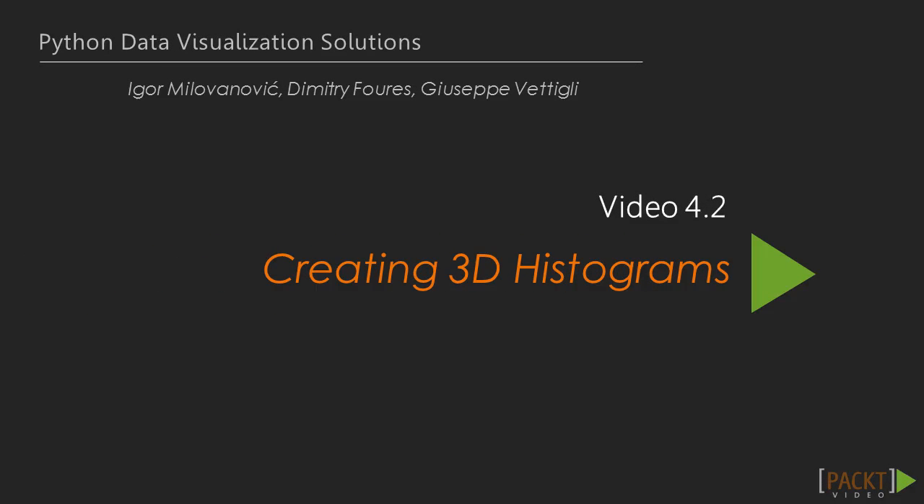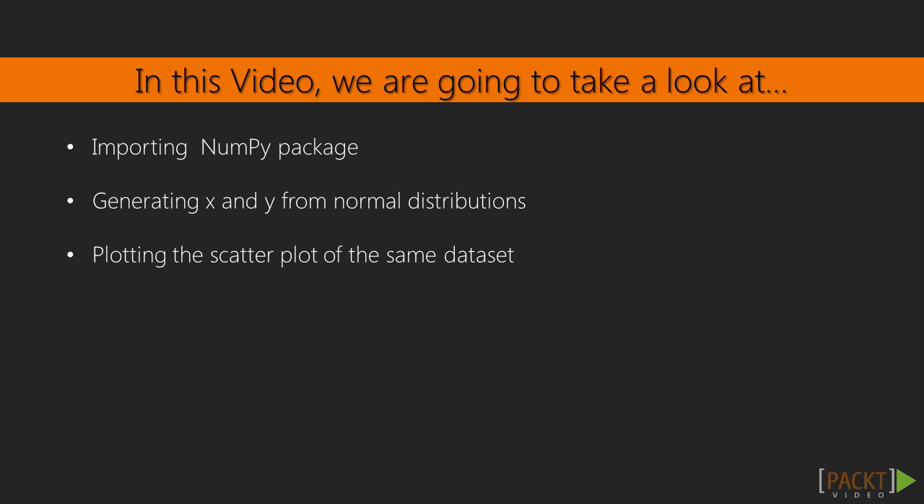Hey, let's move on to the second video of this section, creating 3D histograms. In the previous video we saw how to create 3D bars. We'll start by importing numpy package and then generating x and y from normal distributions. We'll then plot the scatter plot of the same dataset. In this video we'll learn how to create 3D histograms and spot correlation between three independent variables.